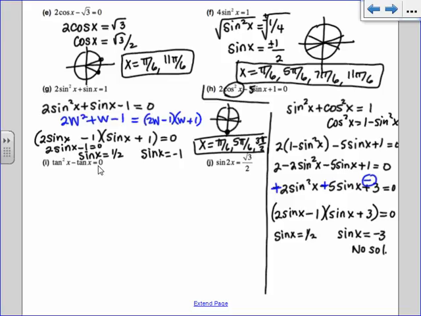Oh, can sine of x equal 1/2? Yeah, we've done that one a couple times today. So it's here and here. So you get 5 pi over 6 and pi over 6. So those are your two solutions.